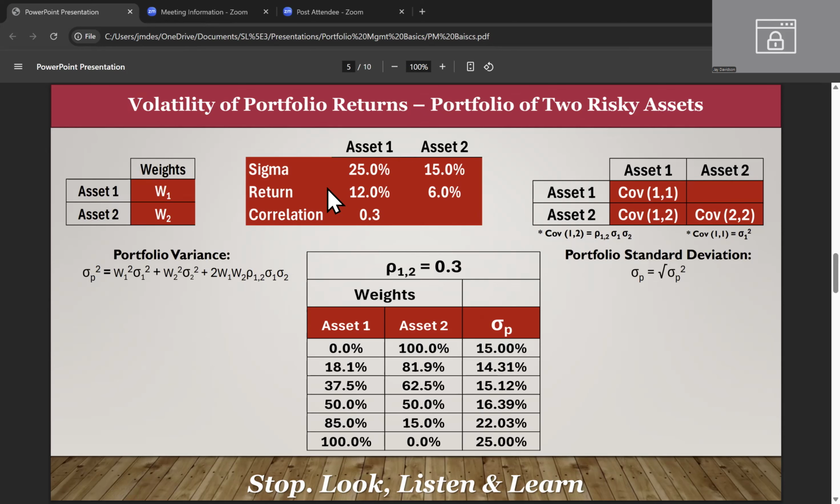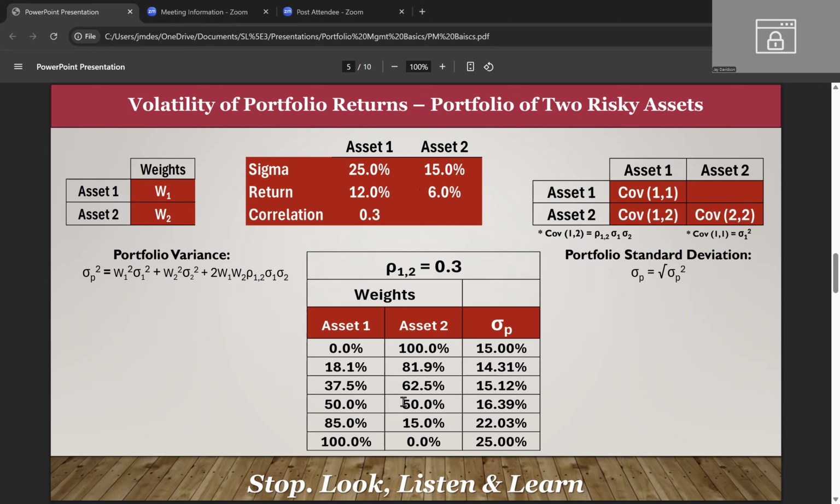And that makes sense because the return you're going to get on asset one is greater than the return you're going to get on asset two. And that's consistent with the understanding that there's a positive relationship between return and risk. The more return you get, the more risk you've got to take to get it, right?